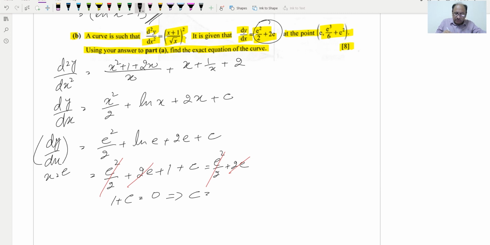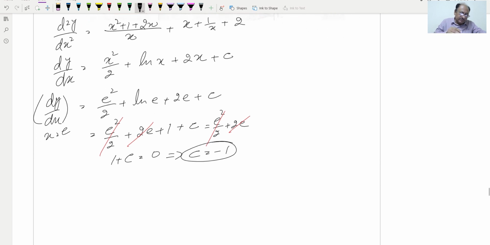This implies c is equal to minus 1. C is equal to minus 1, a value we will be replacing in this equation. So dy by dx will be equal to x squared by 2 plus log x plus 2x minus 1, or we can rearrange it as 2x plus log x minus 1.